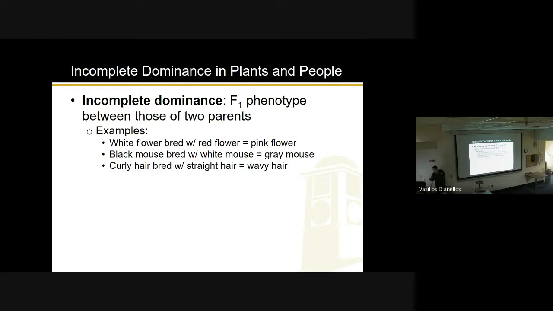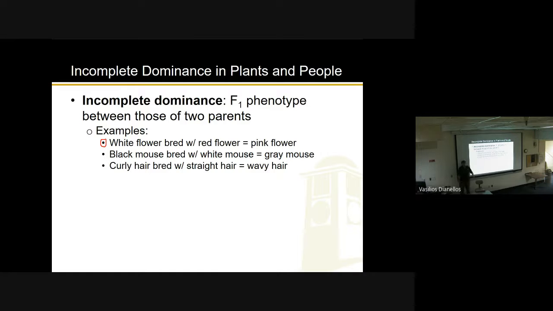Here's some examples. I don't remember if these are from your book or not. But if I give you a test question, all right, we bred a white flower with a red flower, and some of the offspring were pink, right? Pink falls between red and white. That's why it's called incomplete dominance. So if you get a test question like that, that would be the answer. Meanwhile, if I said we bred a white flower with a red flower and the offspring were red, you'd be like, oh yeah, that's complete dominance. But if I say it's pink, that means it falls in between. That would be incomplete dominance.